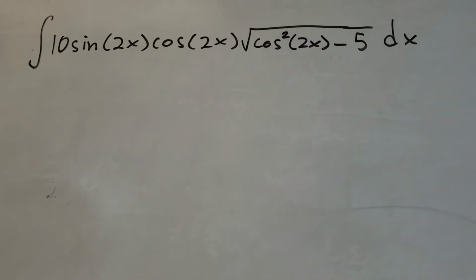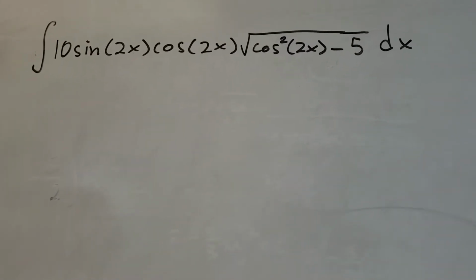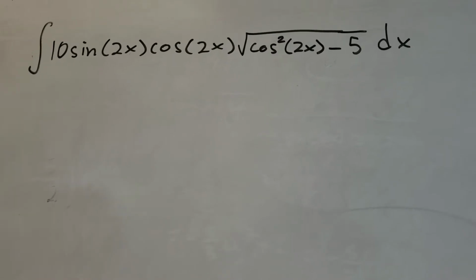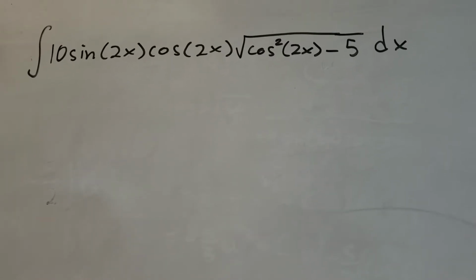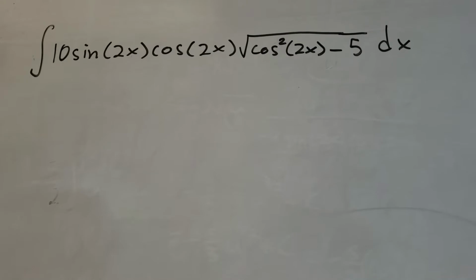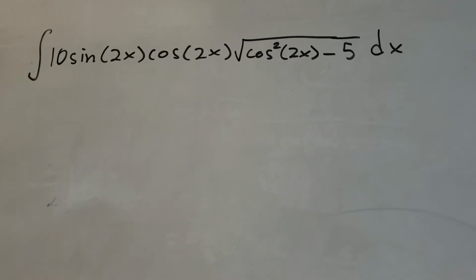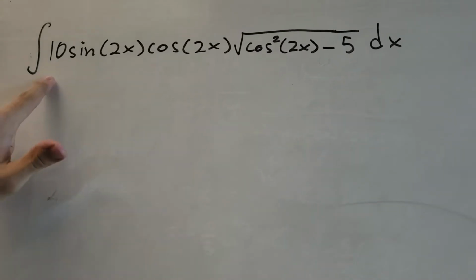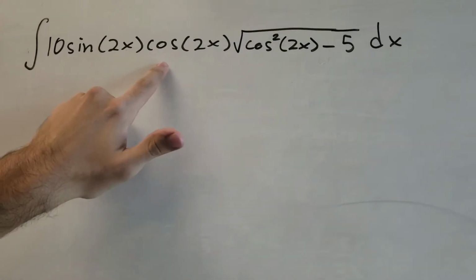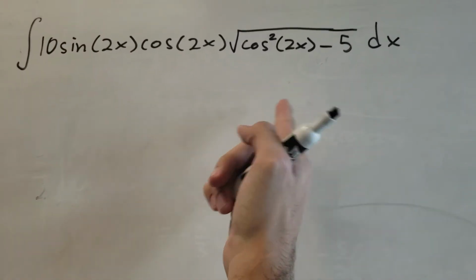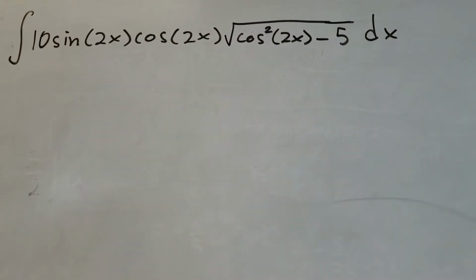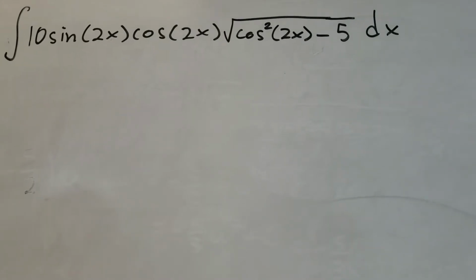Alright guys, immediately you're automatically scared looking at this integral because it looks scary as hell, but actually it's not that bad. I'll show you why in a second. For this one, we're dealing with 10 times the sine of 2x times cosine of 2x times the square root of cosine squared of 2x minus 5. That's the integral that we'll be working with.